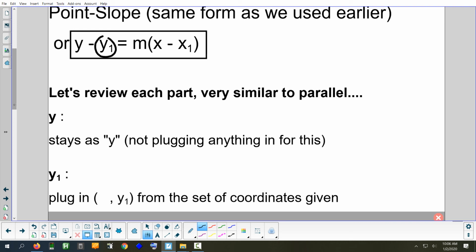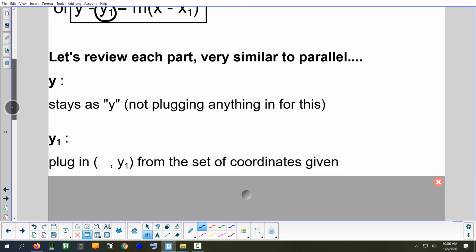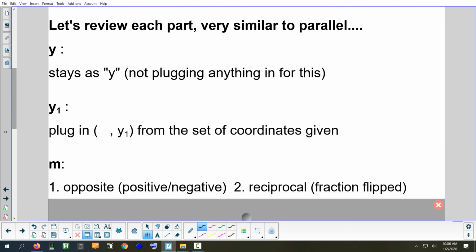Now, looking at what's in that box, what's the next letter that we get to after the y1? M. And M is my what? It's my slope. I have to fill something in for that. How do I get slope? We just went over that in the warm-up. Okay?